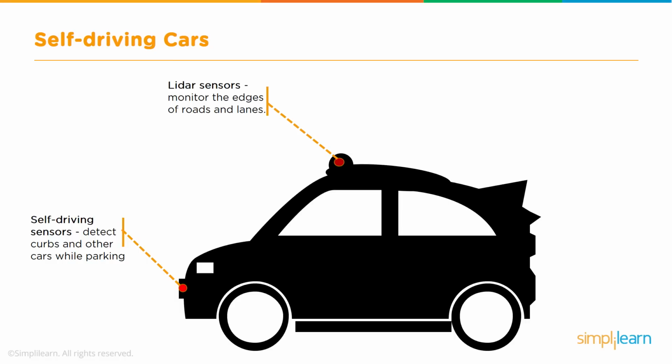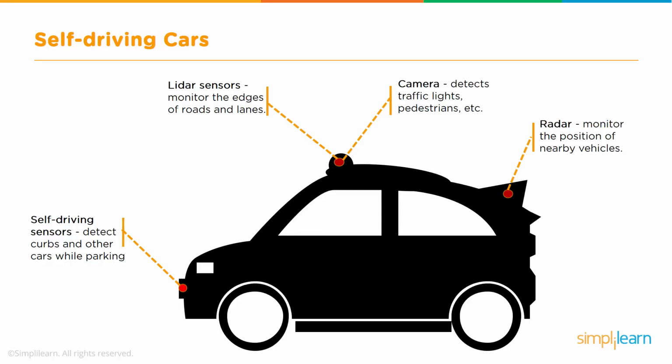There are LiDAR sensors that monitor the edges of roads and lanes. There are cameras that detect traffic lights, pedestrians, and other things on the road. There's radar that monitors the position of nearby vehicles.